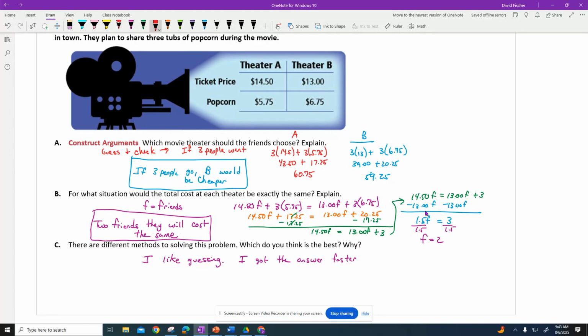There are 2 different methods. Up here I just did some guessing and checking. Here I wrote an equation. In my opinion, I like the guessing.